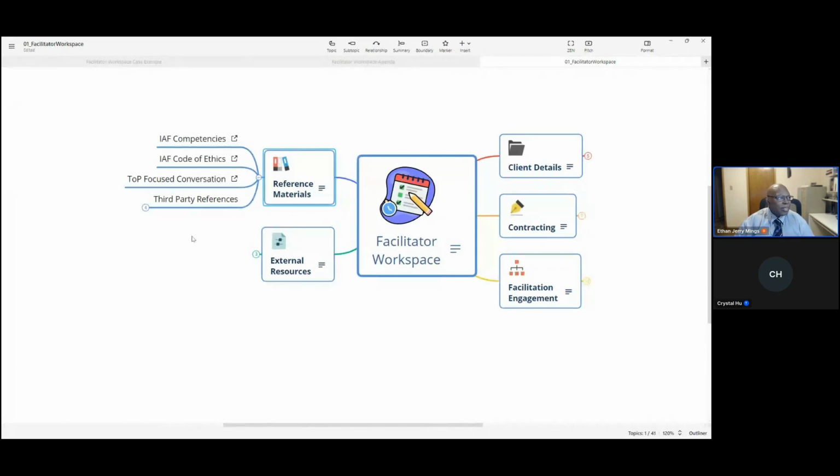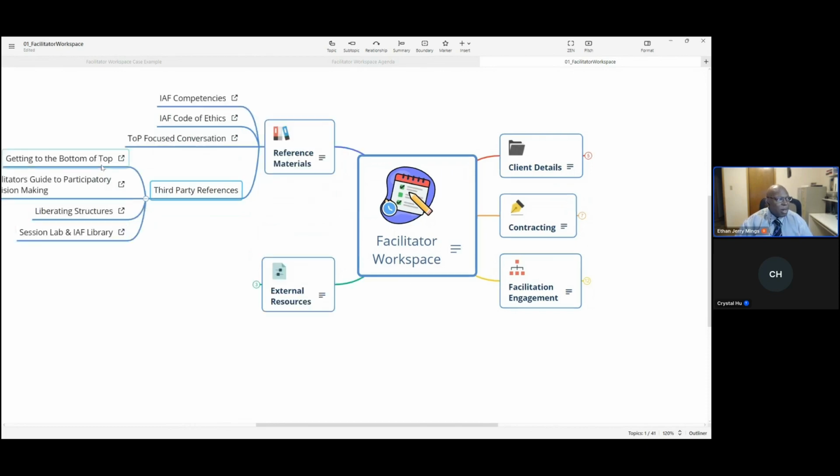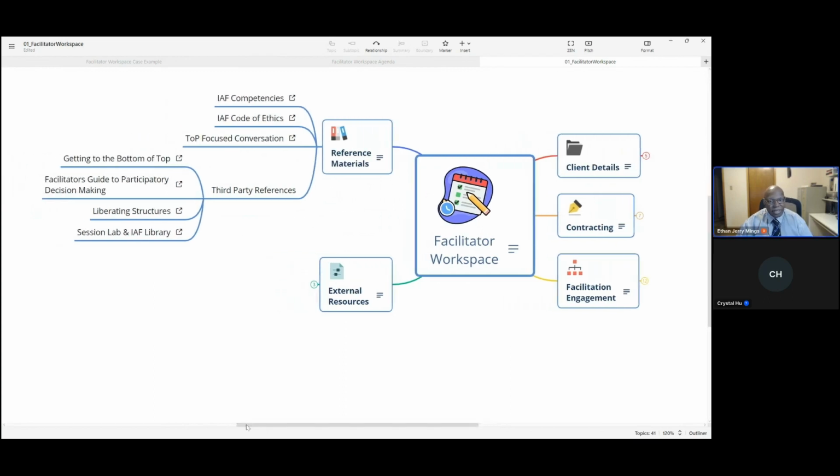And I mentioned one here, which is the IF competencies, the IF ethics, top focus conversation, and third-party references, such as Getting to the Bottom of the Top, which is a book, Facilitator's Guide to Participatory Decision-Making, which is a book, Liberating Structures, which has facilitation methods in it, and the Session Lab in the IF library.